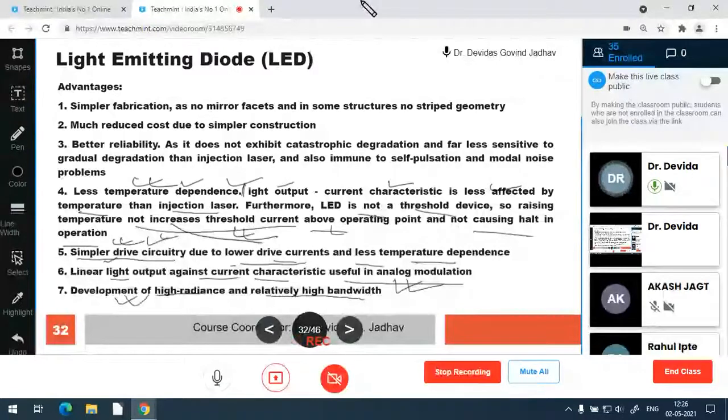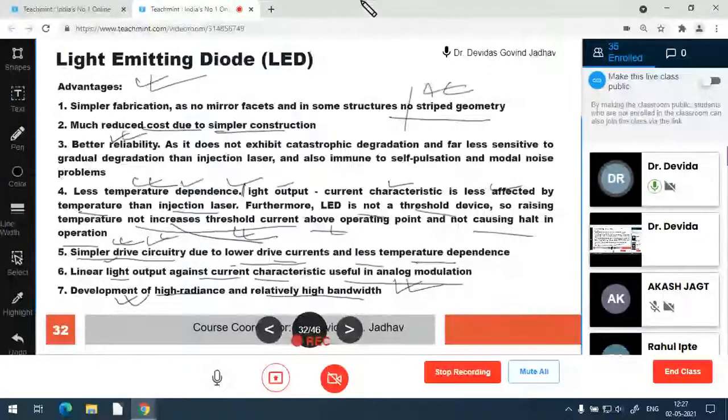This development can be done through some device constructional details, such as adding double heterojunction and strip geometry features into the LED. So these are the advantages of the light emitting diode. Simpler fabrication is there. No mirror facets are required. Some structures do not require strip geometry, while some structures require strip geometry for more radiance. Cost is much reduced due to simpler construction.